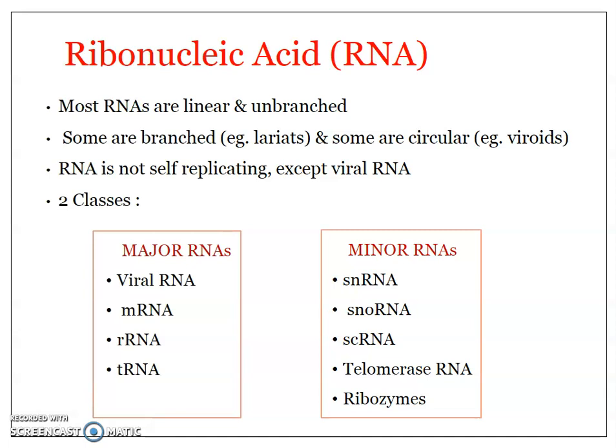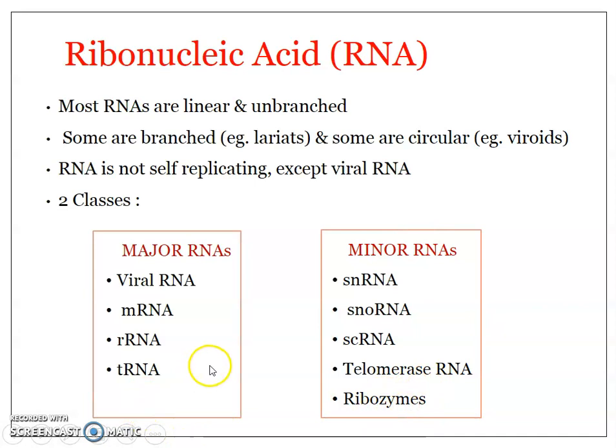Major RNAs, as you can see, include viral RNA, mRNA, in the sense messenger RNA, the ribosomal RNA or rRNA, and the transfer RNA or tRNA. While minor RNAs include small nuclear RNA or snRNA, small nucleolar RNA or snoRNA, small cytoplasmic RNA, telomerase, actually it is telomerase RNA, and the ribozymes.